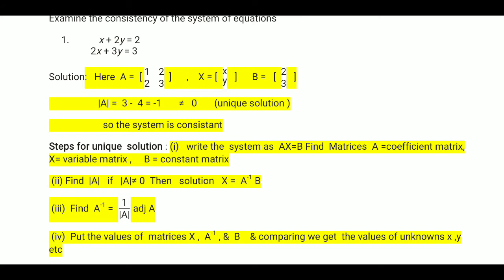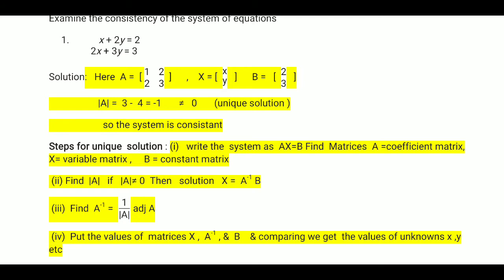The steps will be: write first the system is AX = B. Find the matrix A as the coefficient matrix, X as the variable matrix or we can say unknown matrix, and B as the constant matrix. Second step, you find the determinant value of A. If the determinant value is non-zero, then the solution will be X = A inverse B. Third step, how will you find A inverse? A inverse is equal to 1 upon determinant value into adjoint A.